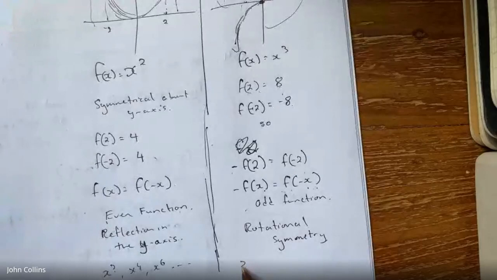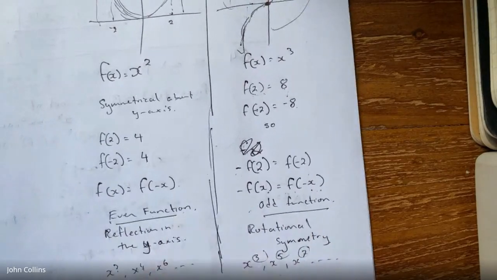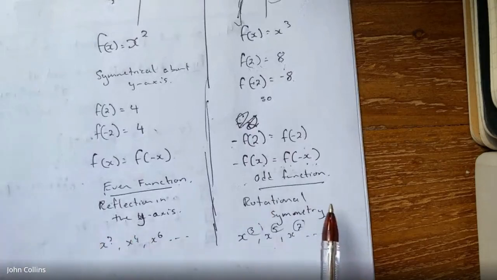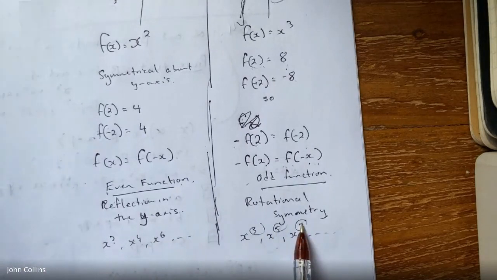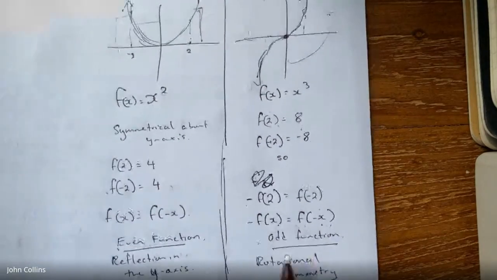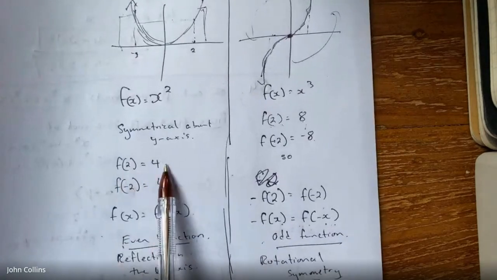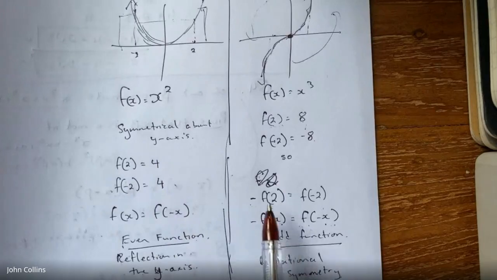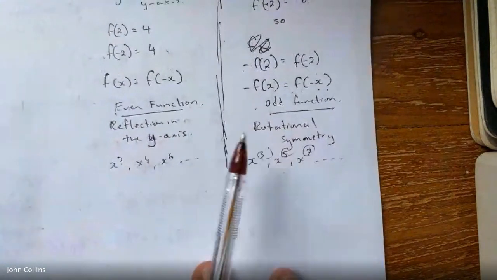Well, what you need to know then is that x cubed, x to the 5, x to the 7, you see the odd powers here, are all odd functions. What makes them odd and even is technically the power here. You can see that in even functions, substituting in the opposite sign will lead to the same result. In an odd function, it will lead to the opposite integer.